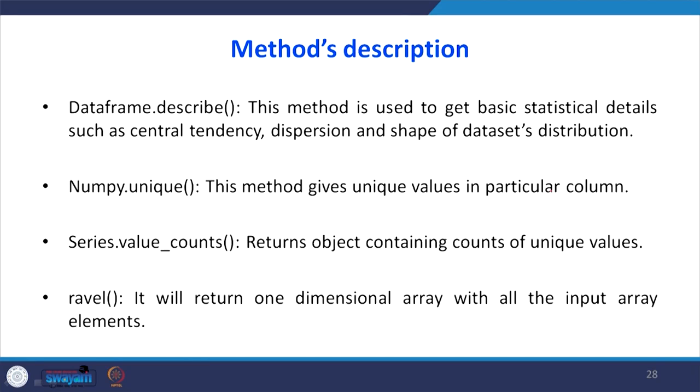We are going to use different inbuilt functions. The data frame dot describe function is used to get the basic statistical details such as central tendency, dispersion and shape of the data set's distribution. The numpy dot unique method gives the unique values in a particular column. Series dot value underscore counts returns an object containing counts of unique values. Ravel will return a one dimensional array with all the input array elements.